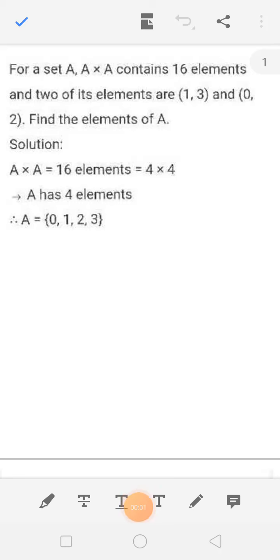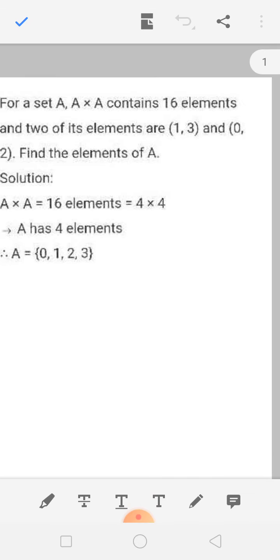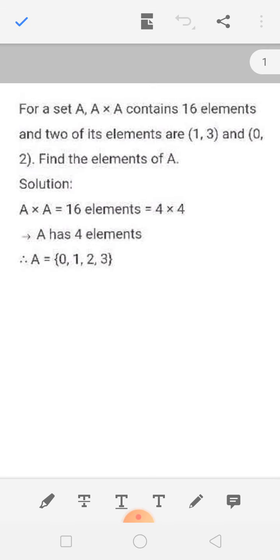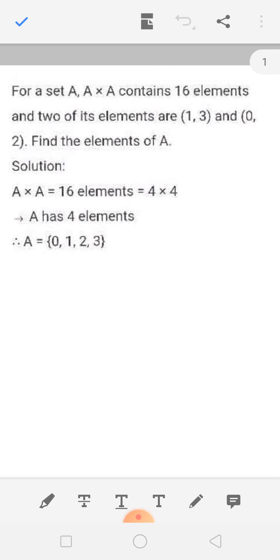This is the eighth sum in exercise 1.1. Look at the question. For a set A, A cross A contains 16 elements and two of its elements are (1, 3) and (0, 2). Find the elements of A.